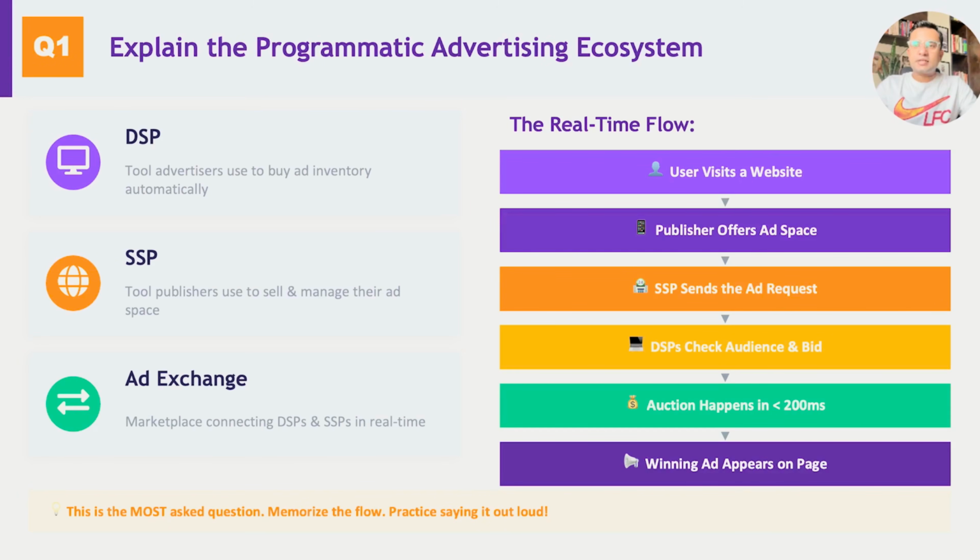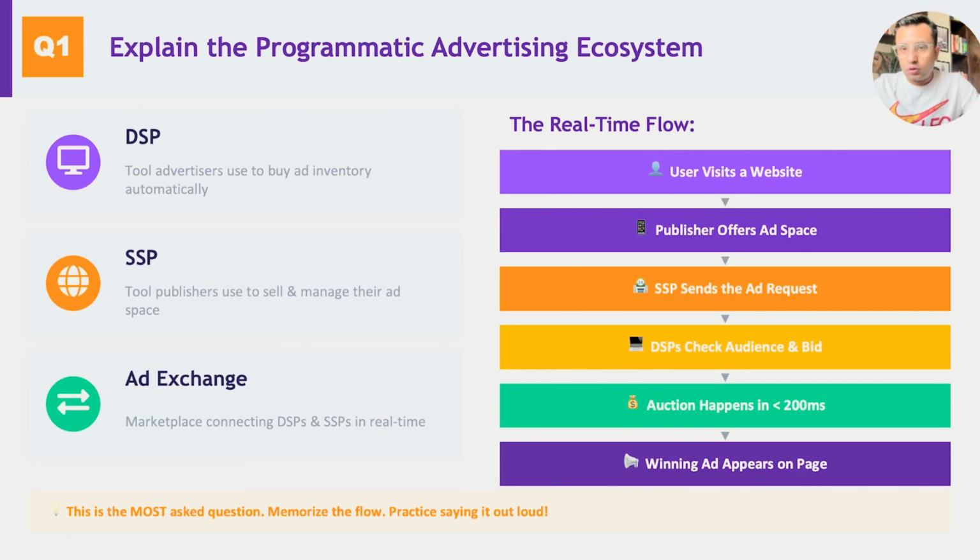And the flow goes something like this. User visits a website, publisher offers ad space, SSPs send the ad request, DSPs check audience and bid, and this auction happens within 200 milliseconds. Winning ad appears on the page. Now this is the most asked question. Memorize the flow, practice saying it out loud.